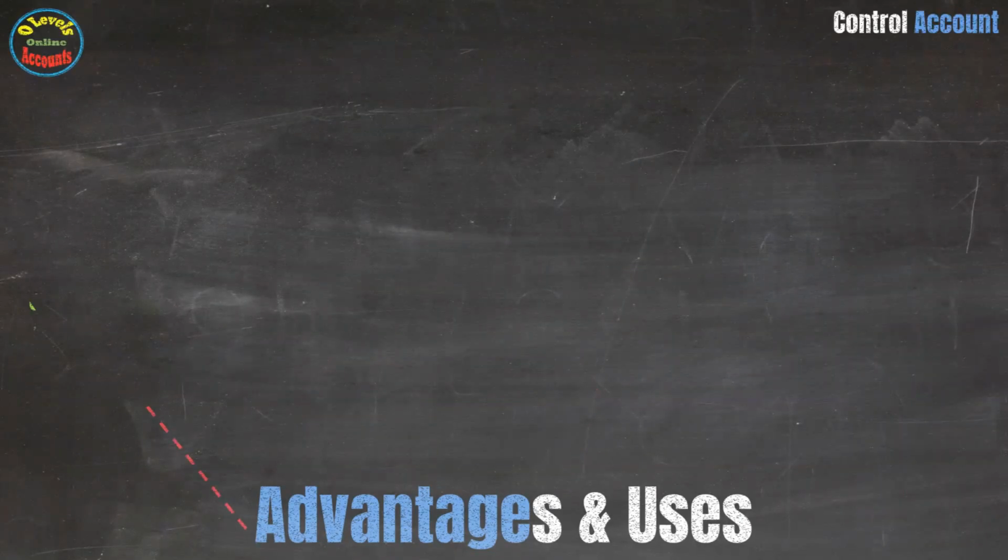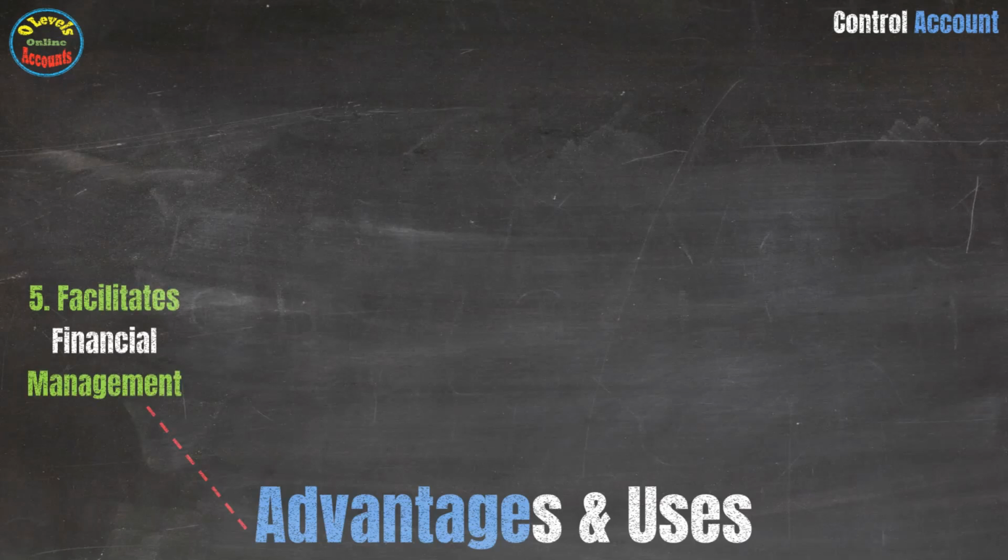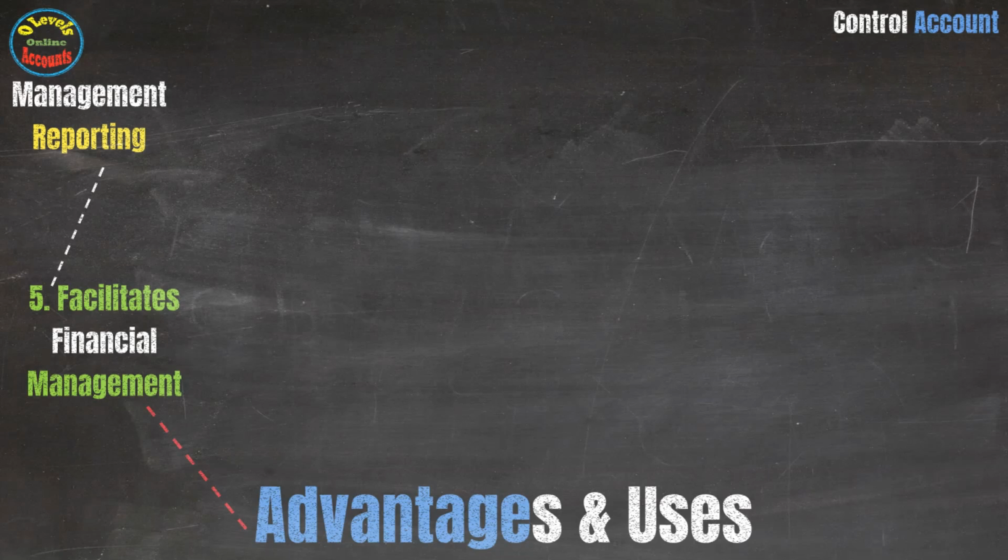The fifth point is facilitates financial management. It will explain with the help of the further two sub-points. These are as follows. The first sub-point is management reporting. Control accounts provide management with accurate and timely information on key financial areas, such as total amounts owed by customers or debtors, or to suppliers or creditors. This helps in making informed decisions regarding credit control, cash flow management, and budgeting.